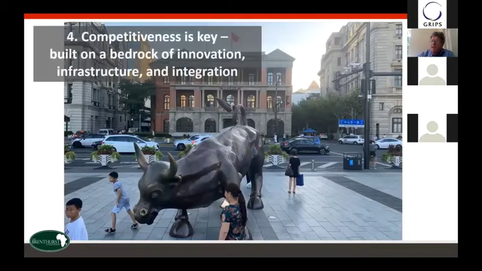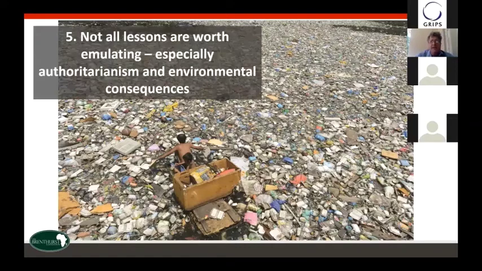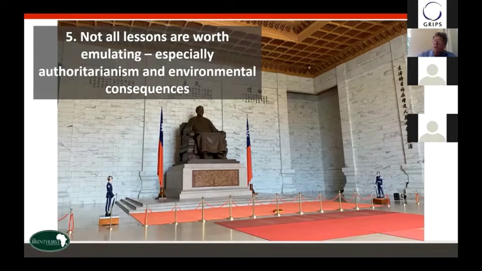Absolutely, competitiveness is key, and that's built on the bedrock of education, a key lesson from Japan in particular. Not all of the lessons, finally, are worth learning. Well, excuse me, they're worth learning, but they're worth avoiding, particularly the lessons of authoritarianism in parts of Asia and the environmental consequences that we see from the sorts of rapid, rampant even, growth in parts of Asia. And as I said, the authoritarianism is something that the majority of African countries and peoples already reject.